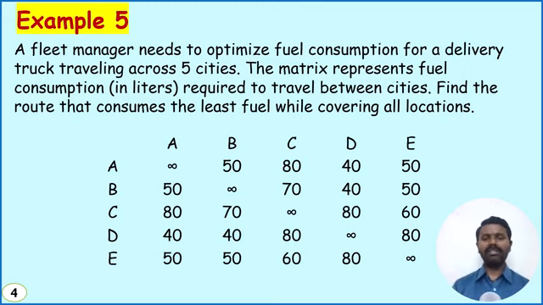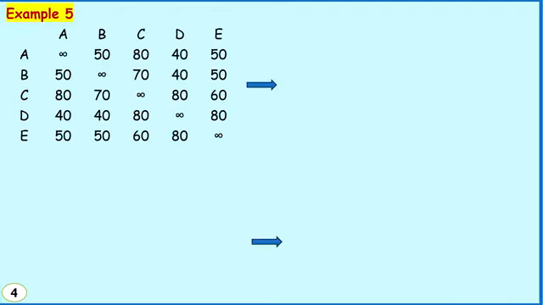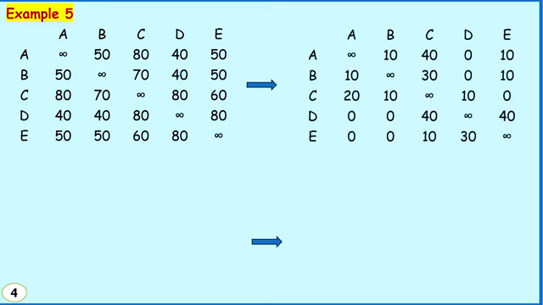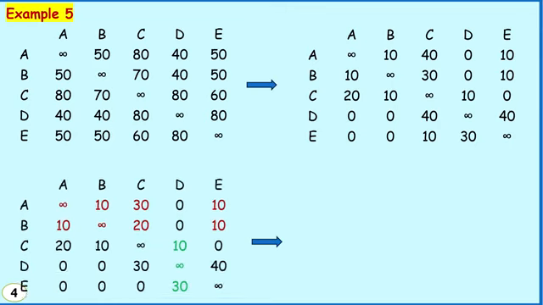The fuel consumption is given for traveling, so we need to minimize the fuel consumption. If you take the first matrix and do a row iteration, this is the matrix we get. Again if you do a column operation, we will get another matrix, and because in column C there is only one column which does not have 0, if you do the column operation there are some zeros we will be getting.